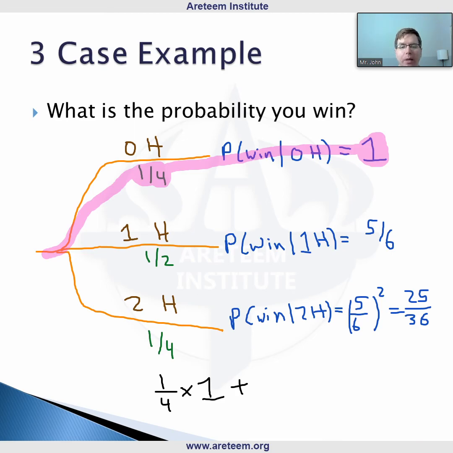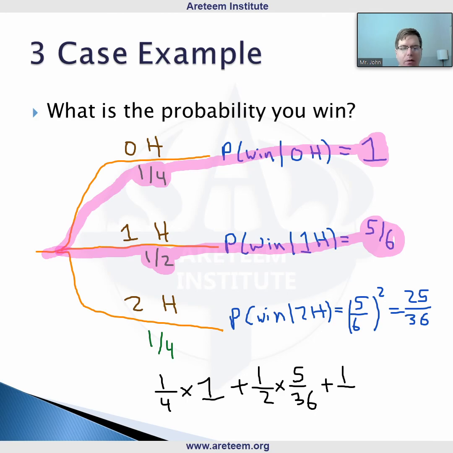Next scenario, we get 1 heads. So we go down this middle branch, there's a 1/2 chance we go down this branch. The probability we win in this case is 5/6. So if we go down this branch, we have a 1/2 chance, then given that 1/2 chance, we have a 5/6 chance of winning. And I'll highlight it after the fact, but we have the same thing for the third branch.